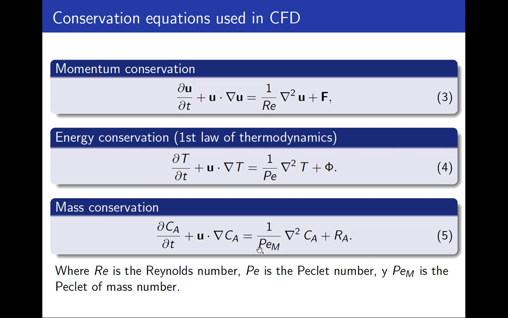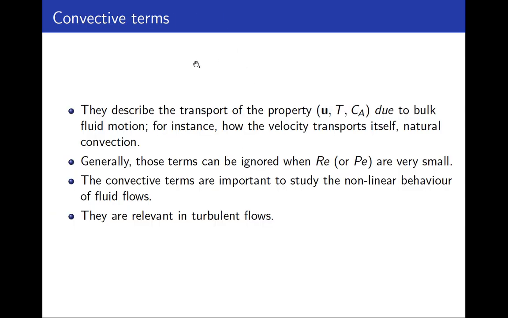And here for the mass conservation equation, we have the Peclet of mass number, which compares the transport of mass by convection with the transport of mass by diffusion. And the goal of this presentation is to talk specifically about these terms, which are the convective terms. These terms give the non-linearity to the conservation equations. Also, these equations describe the transport of a property. It can be either velocity, temperature, or concentration. So convective terms describe the transport of these properties due to the bulk fluid motion.